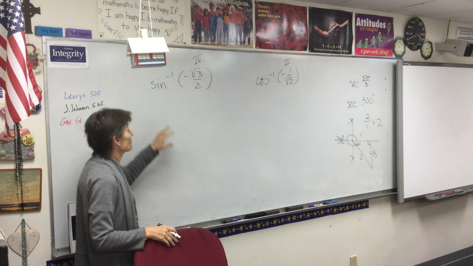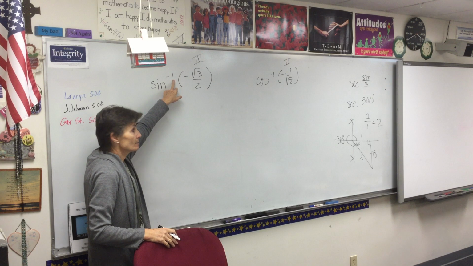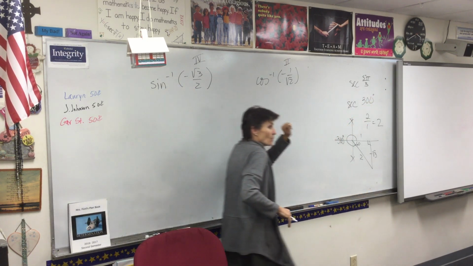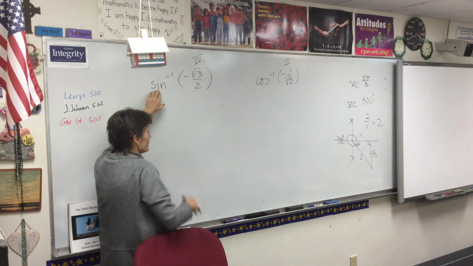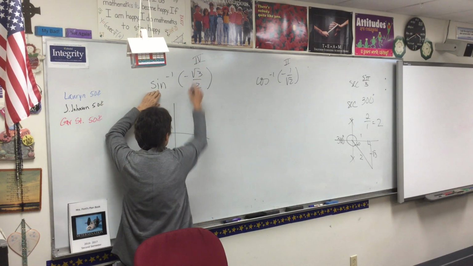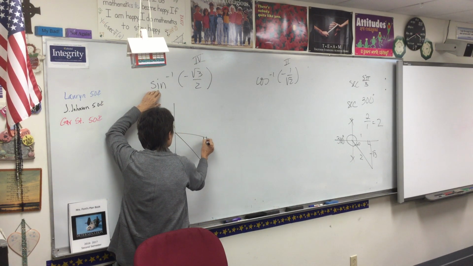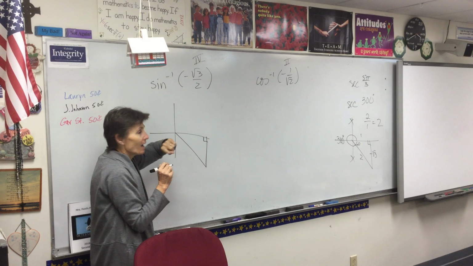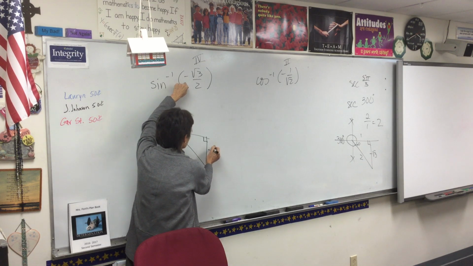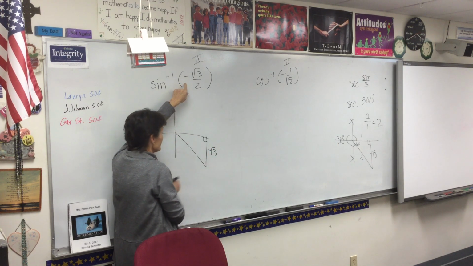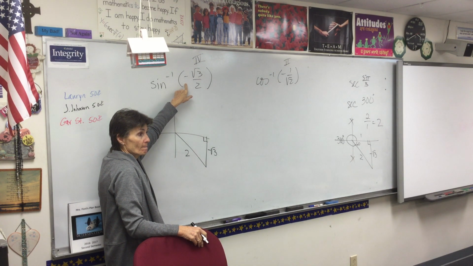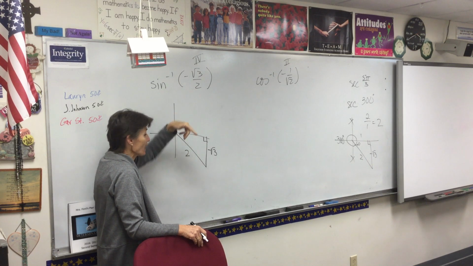Now, what's different about these? See that notation right there? That's different than this notation. So I'm still going to draw a picture, and it's in quadrant 4, but this time I don't know the angle. I know that the opposite side is negative root 3, and the hypotenuse is 2. But I don't know the angle, so I have to figure that out.